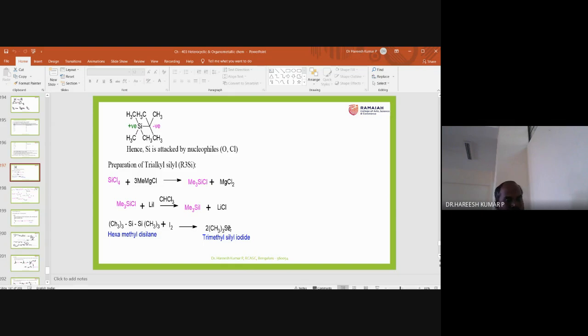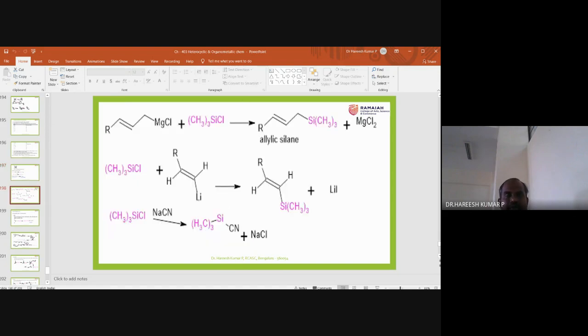So these are the methods of preparation of silyl compounds. Of course, a few more are there. I will go to the next slide. So look here, I am taking this group, which is called allyl group. Allyl means the double bond CH2 containing group is called allyl group. So this is magnesium chloride. So we can say allyl magnesium chloride.